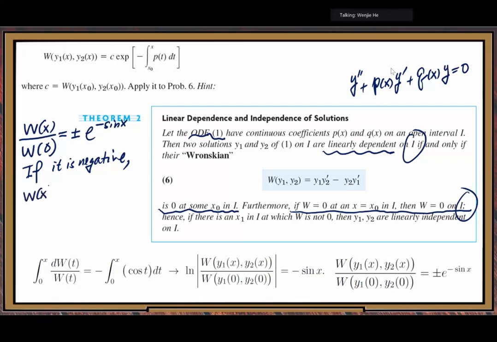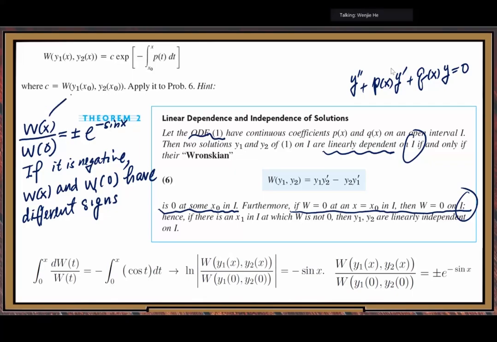can you see W of x and W of 0 have different signs? One positive, one negative, right? Different signs. Then let's look at the contradiction. If they have different signs, we want to derive some contradiction.